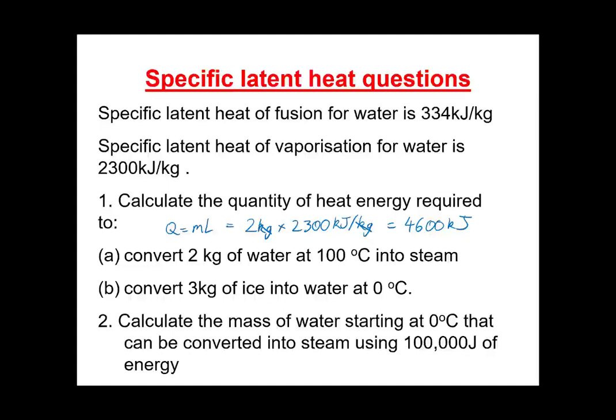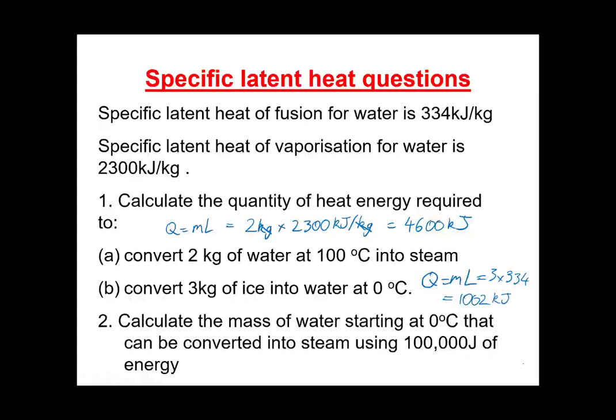Okay, if we want to convert 3 kilograms of ice into water at 0 degrees, we don't need to change the temperature here, so the amount of heat that it takes is simply Q equals mL, and in this case, my m is 3, and this time my L is 334. So that is 1002 kilojoules. Sorry, I've been a little bit lazy with units.